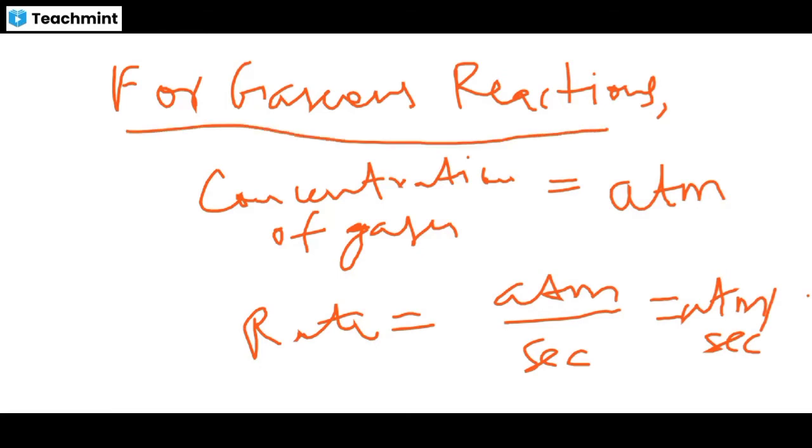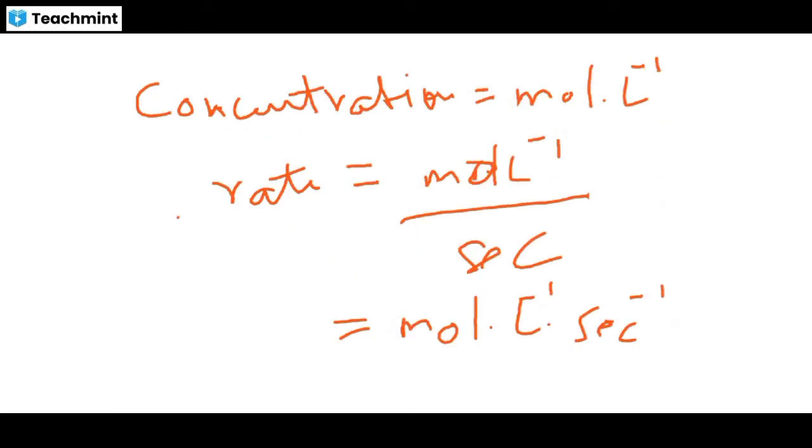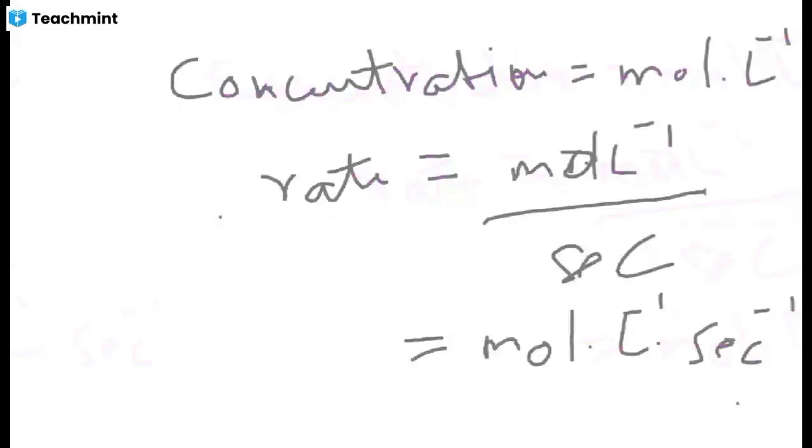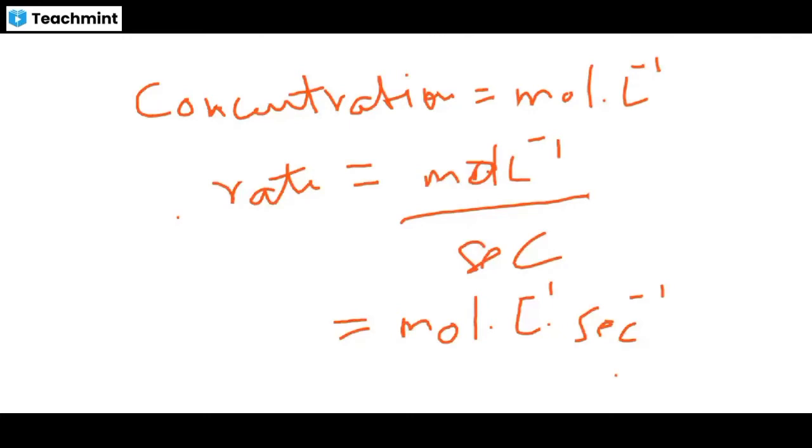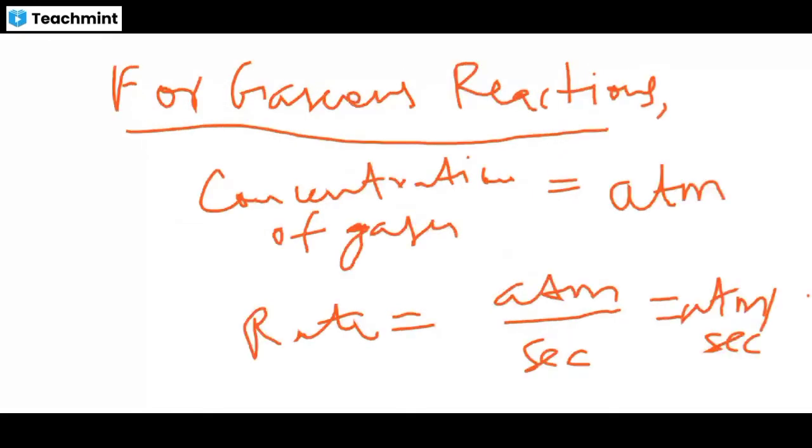And this is the unit of rate for the simple reaction. We use mole per liter per second for any reaction if the concentration is in mole per liter, and if the concentration is in the form of partial pressure, then its unit will be ATM per second. Now let's see how we can relate the rate with a given chemical reaction.